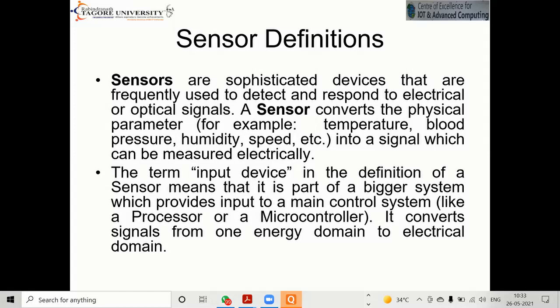So what is the sensor? It is a device used to detect and respond to electrical and optical signals. The sensor converts a physical parameter, and that is the main concern here. Whatever the physical parameter, temperature, blood pressure, humidity, speed, it converts it into a signal which can be measured electrically. That is the role of the sensor. The term input device is the definition of the sensor, meaning that it is a part of a bigger system which provides input to a main control system.